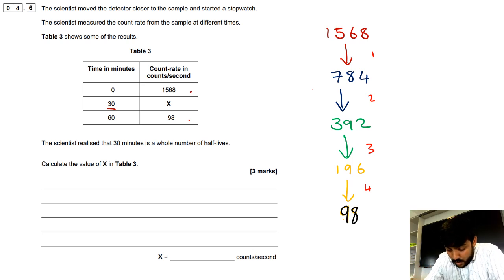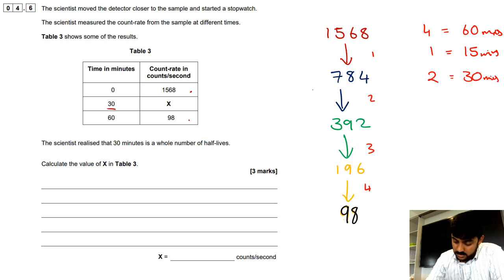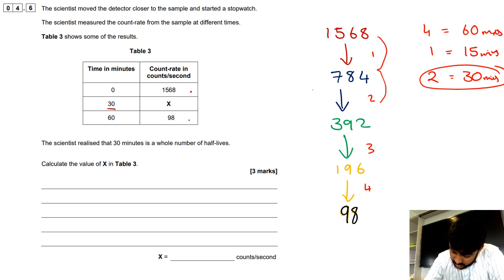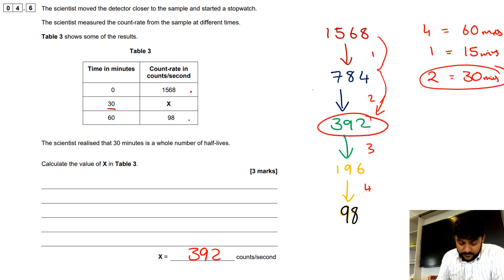and 4 half-lives is 60 minutes. So each half-life must be 15 minutes. So therefore, 2 half-lives equals 30 minutes. See where I'm going with this. So 2 half-lives later, it's 30 minutes, and 2 half-lives later, it's 392. And I found my answer.